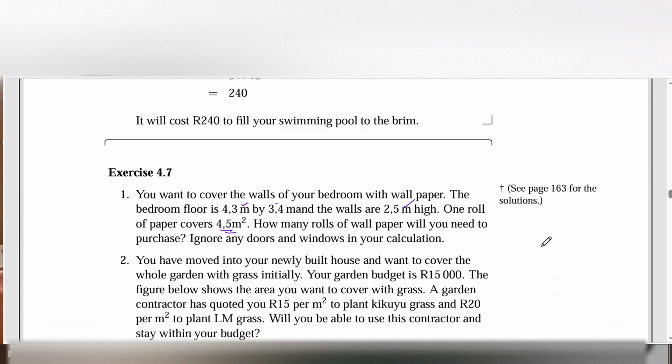Or a rectangular room with everything intact. Okay, so meaning that we're going to have the 4,3 two times. It's going to be 4,3, I'm multiplying it by 2,5. And then I'm going to have the 3,4 multiplied by 2,5. So this is one wall. That's also one wall.